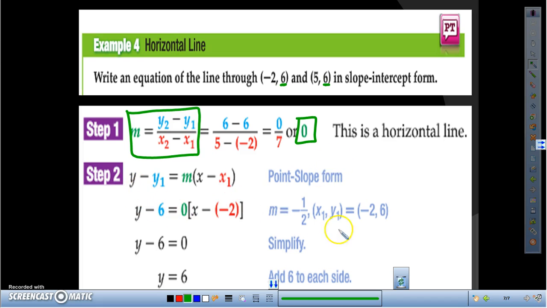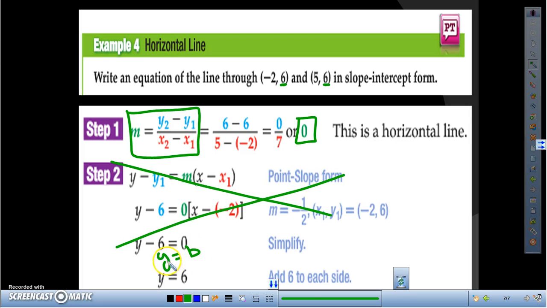And I see in this particular example from the book, they're writing in point slope form, and they go through all these steps in step 2, but we've already talked about the fact that all horizontal lines have a slope of 0. So once I get a slope of 0, I know I'm dealing with a horizontal line. And I know that a horizontal line has a general form of y equals b, where b is the y-intercept. Okay, and here is your y value for every point on the line.